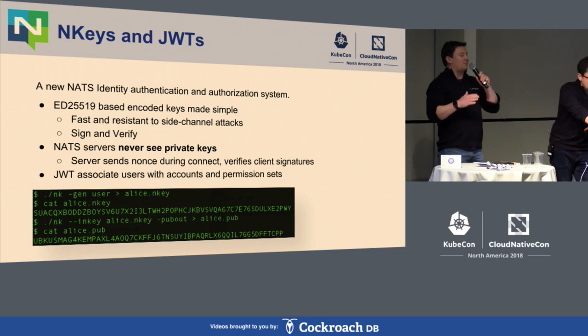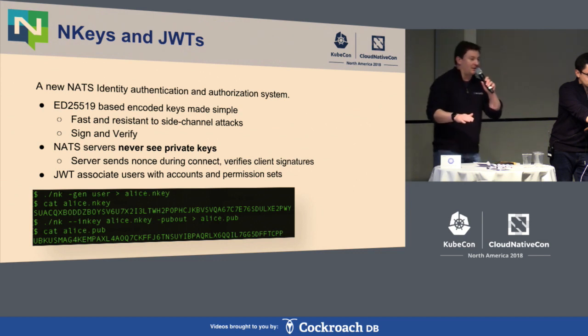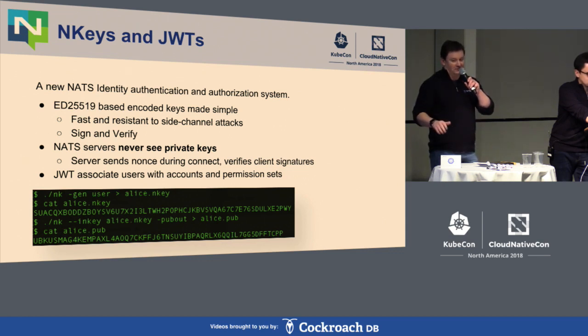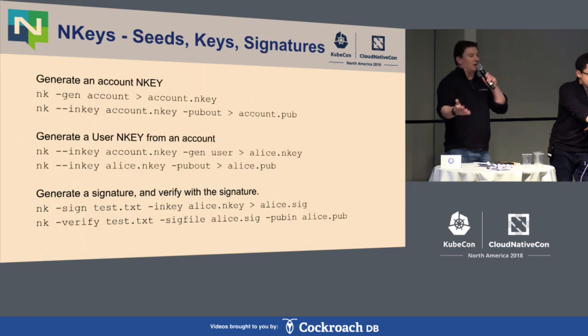So we've set up the NATS server so that when a client connects, it sends a nonce, which is a random series of bytes that are salted. And what the client does is sign this nonce with its private key, sends it back to the server, and the server verifies it with the client's public key. What's really cool about this is the NATS system never has to access or store your private keys ever, which gives you many advantages in administrating a zero trust system.